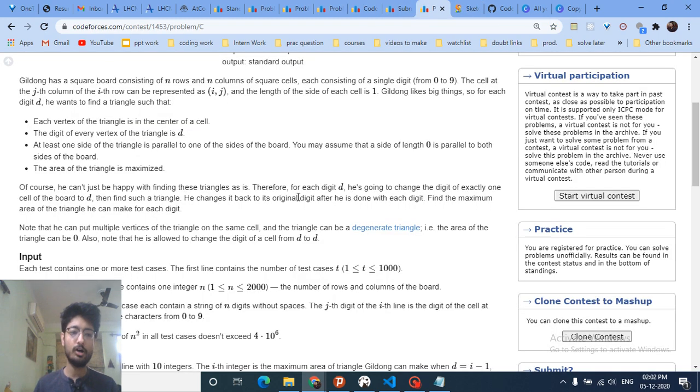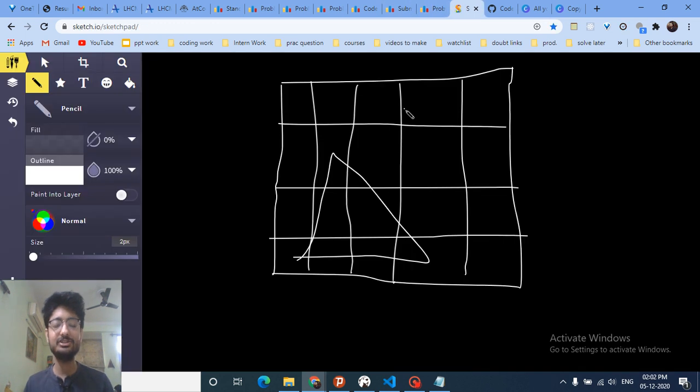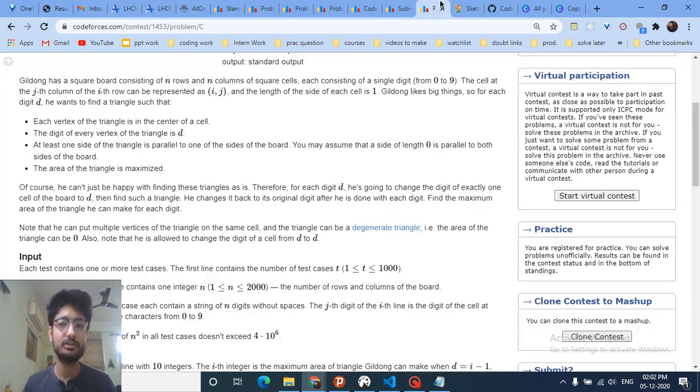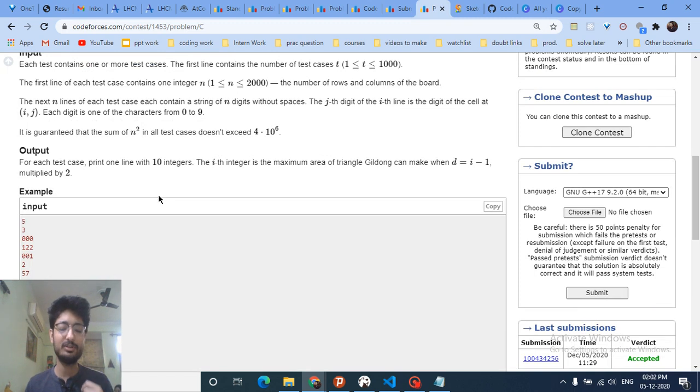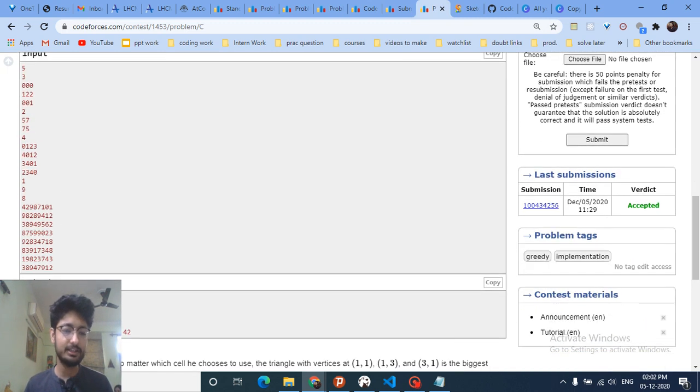Okay, also one thing is you have to maximize the area of this triangle. But one more thing, like magic, you can do in this problem is you can change one digit in this whole board according to your convenience. So you can take any number in this board and change it to any other digit, whatever you want, and then you have to form the maximum triangle for every digit. So you have to print out 9 answers because there are 9 possible digits. For every digit, what will be the maximum triangle area you can form?